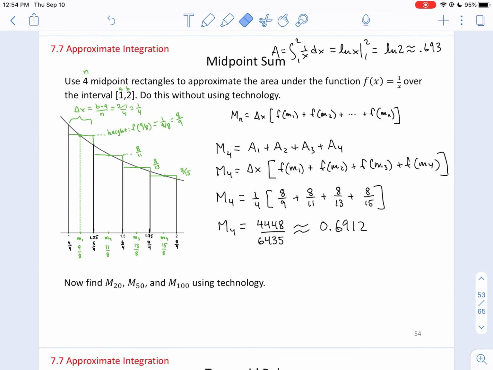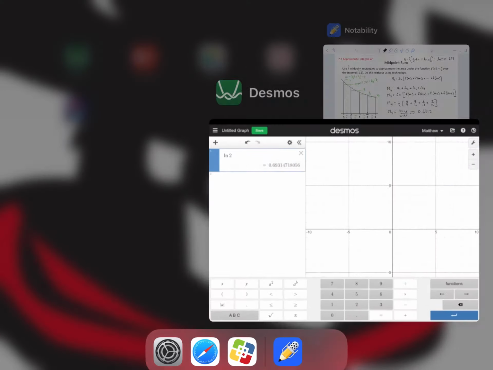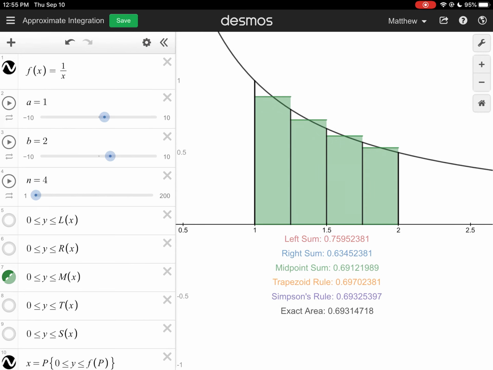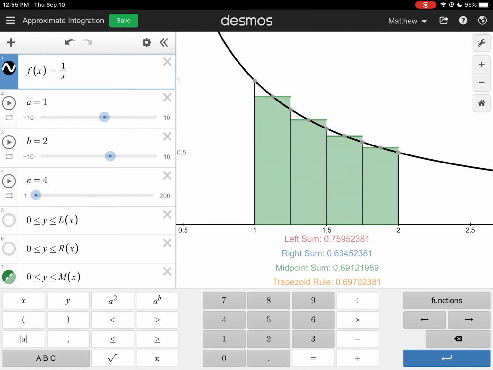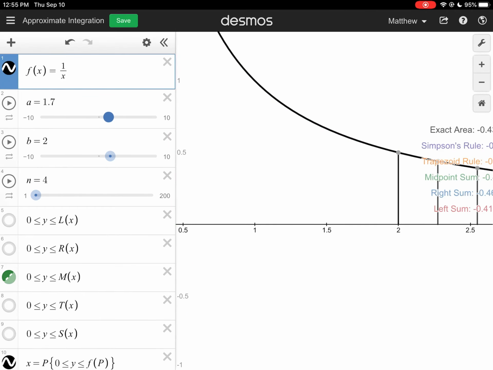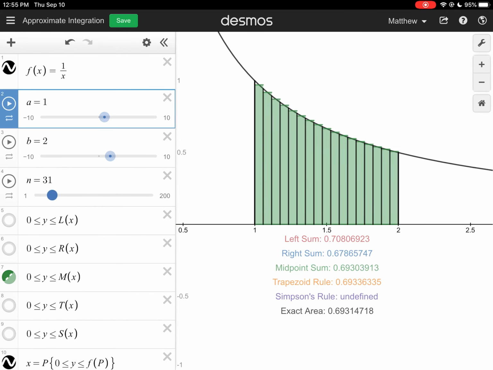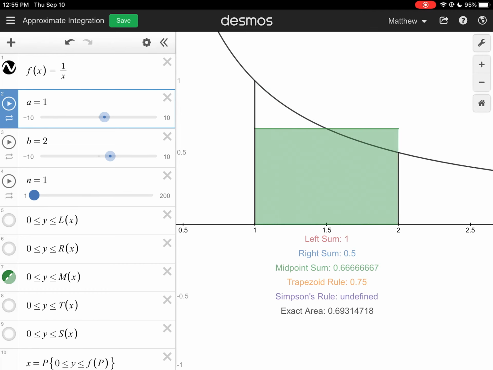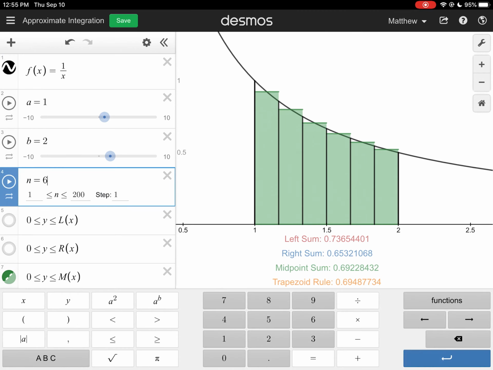All right, now the next part of this slide is to approximate the same area, but do 20 midpoint rectangles, then 50, and then 100, and use technology. So I'm going to do this using a pre-made Desmos file that I will wind up sharing with you. The things you have control over: you can type in what function it is. The A and B here are sliders that you can drag around to different numbers. N is how many rectangles we're doing, and you can see how the more rectangles you have, the more refined our approximations get. So let's just park N at 4.